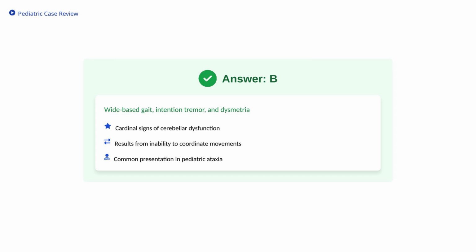The classic triad of wide-based gait, intention tremor, and dysmetria strongly suggests cerebellar ataxia. These are cardinal signs of cerebellar dysfunction. The wide-based gait helps maintain balance, intention tremor occurs during purposeful movements, and dysmetria refers to the inability to judge distance and range in movements. These symptoms result from the cerebellum's crucial role in motor coordination and timing.